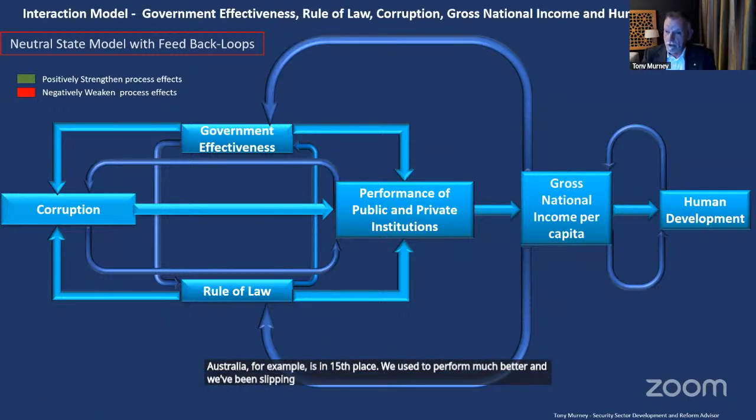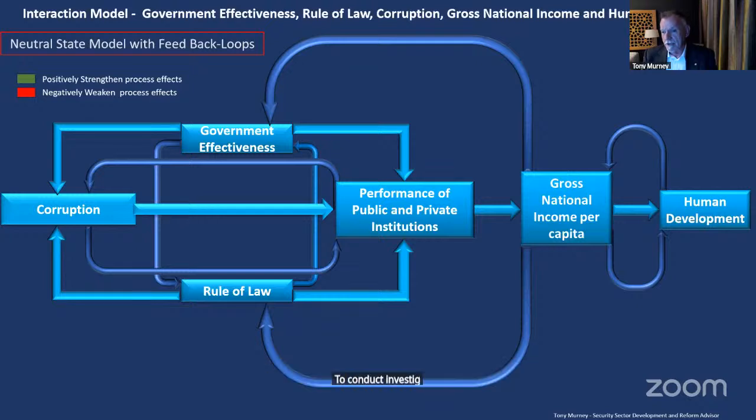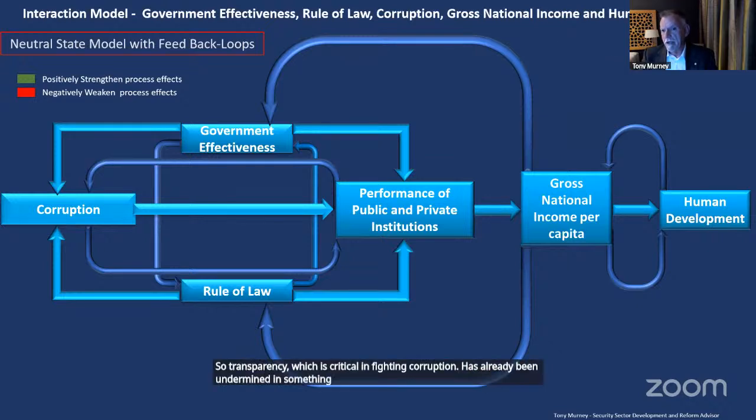We recently formed a NAC, a National Anti-Corruption Commission, basically an authority against corruption, to conduct investigations into political dealings. When the legislation was passed, however, the NAC's not allowed to report a large number of its findings. It's not allowed to publish lists of allegations that have been made and so forth. So transparency, which is critical in fighting corruption, has already been undermined in something as simple as the NAC.